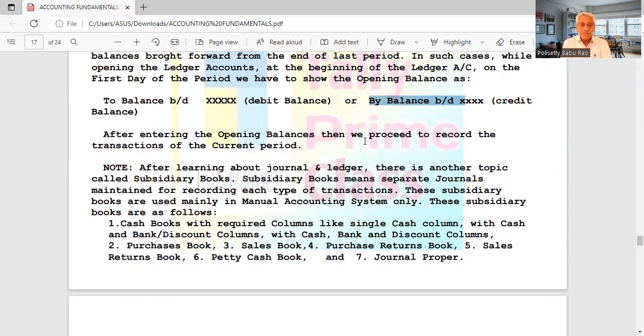Okay. Now you see, after we learned about the journal and ledger: in the journal we pass the entries, that is deciding debit and credit and writing which account is debited and which account is credited. That is the work of the journal. That's it. And after that, every entry you have to post to the particular account in the ledger.